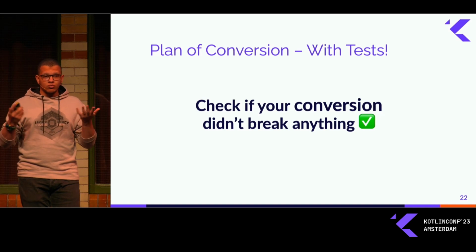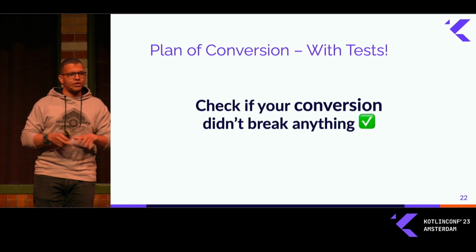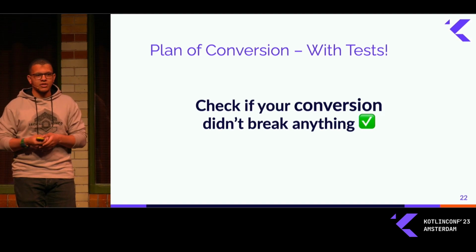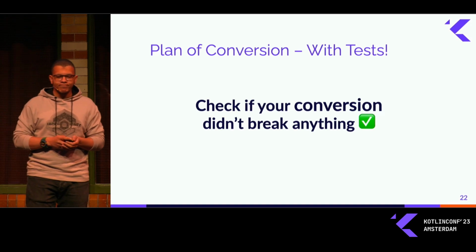If you do have tests, well, this is a good option. Just do the J2K conversion with the shortcut we showed earlier. Run the tests. If they pass, good. If they don't, roll back, and try to figure out why they didn't pass.